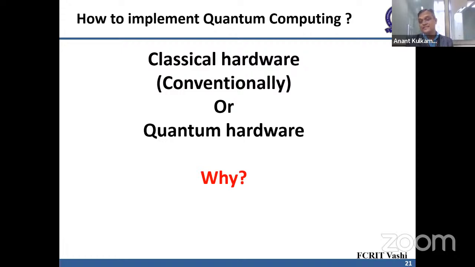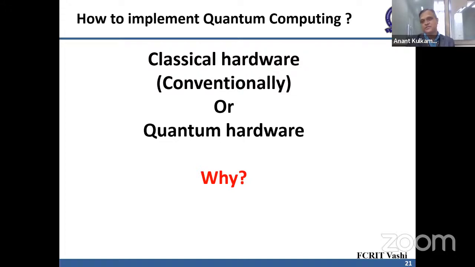Second thing, classical computing processes the information in a sequential way, one after another. As far as quantum hardware is concerned, it carries out parallel information processing. So it will make things faster. So the answer to this why is, it's always feasible, it's always logical, I must say, to run the quantum algorithms on quantum hardware.